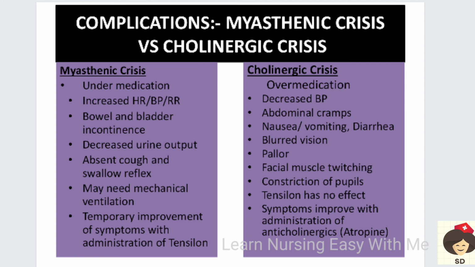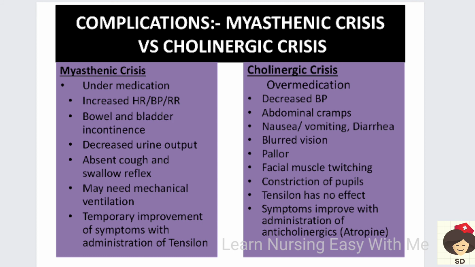Myasthenic crisis is when the patient is not taking treatment, so the myasthenia has become very severe. Here you can see heart rate, BP, and respiratory rate increased, bladder incontinence can be there, urine output will be decreased, and cough and swallow reflex will be absent. The patient may need a mechanical ventilator, and will improve when we administer the drug called Tensilon. Okay, so it is edrophonium chloride.